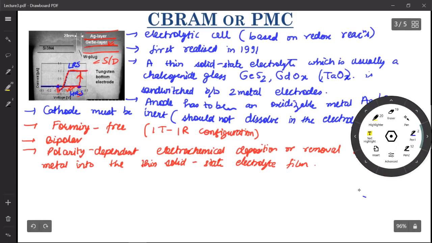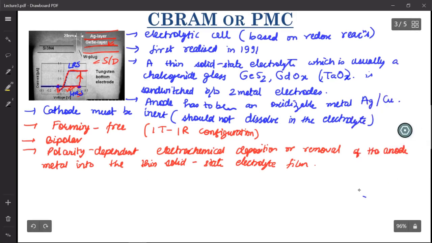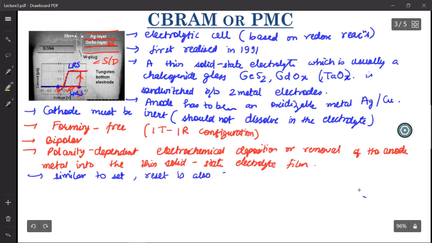However, one thing you should keep in mind is that here, similar to the set, reset is also abrupt. In the case of OxRAM devices, your reset was not an abrupt process but a gradual process. However, here the moment it hits this reset threshold voltage, the resistance switches from low resistance to high resistance state, and V stop doesn't have any role.